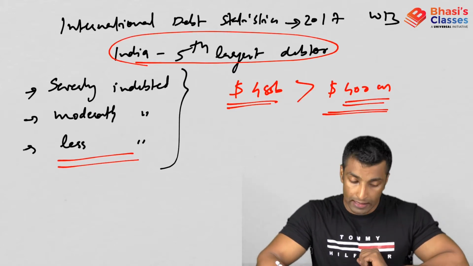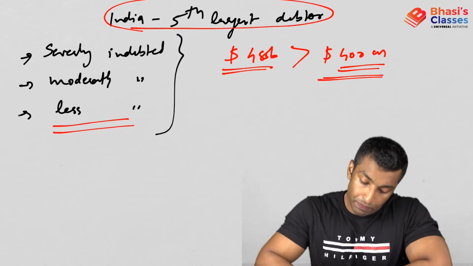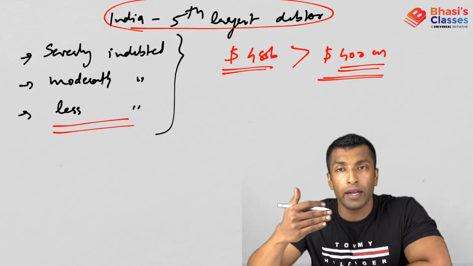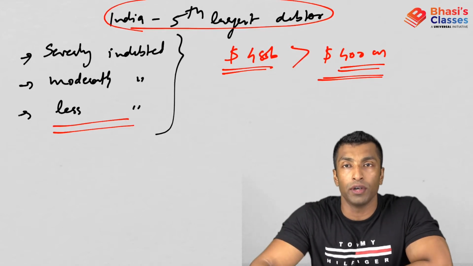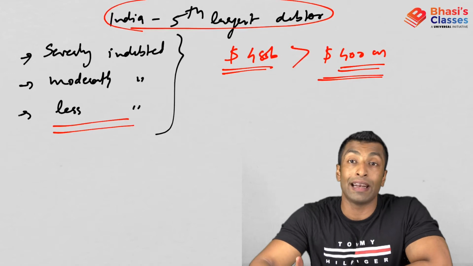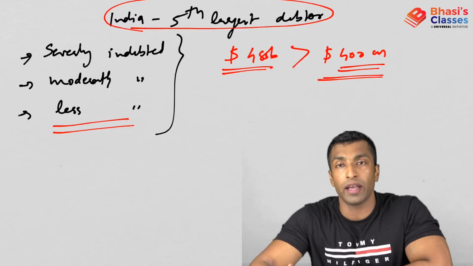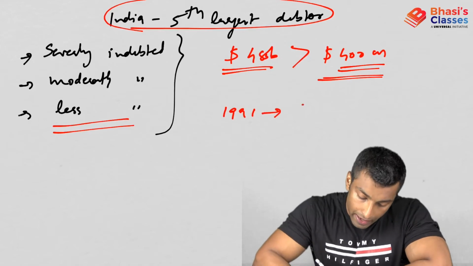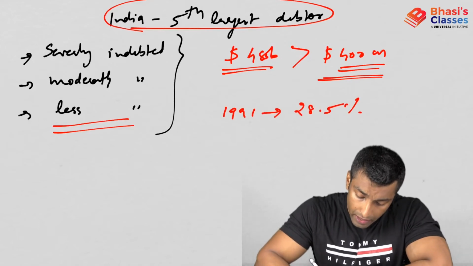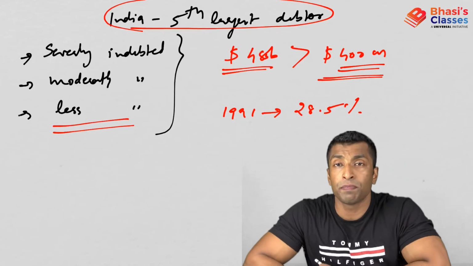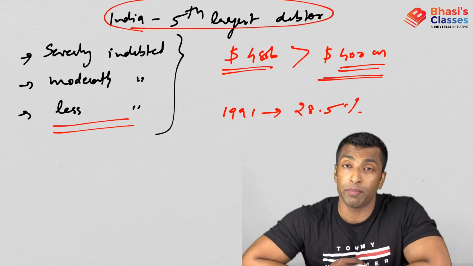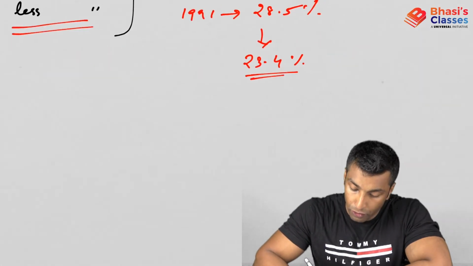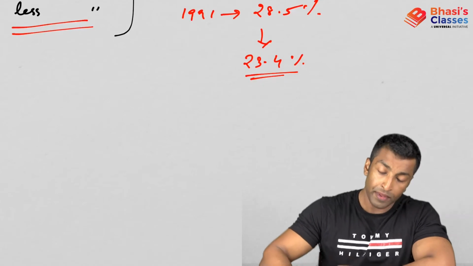Okay, we are the third largest economy, as I have already told you. So Nepal may be more indebted in this case, and that is the reason why, although India is the fifth largest debtor of the world, we are classified under the less indebted because we have that capability to repay the debt. And you know, in 1991 we had 28.5 percentage of GDP as the external debt. Now it was reduced to 23.4 percentage, and that is actually a good sign.